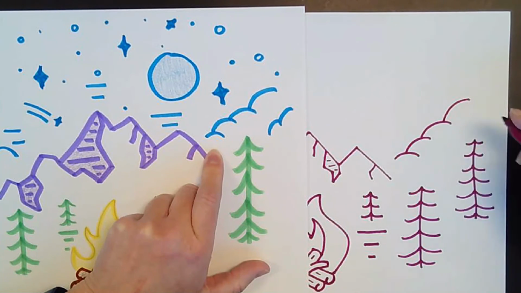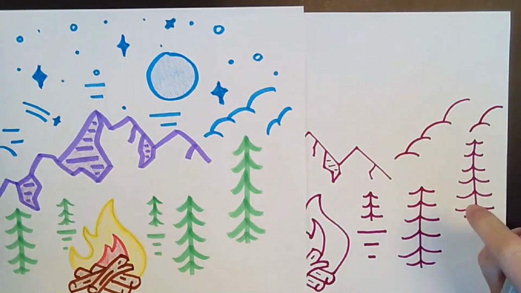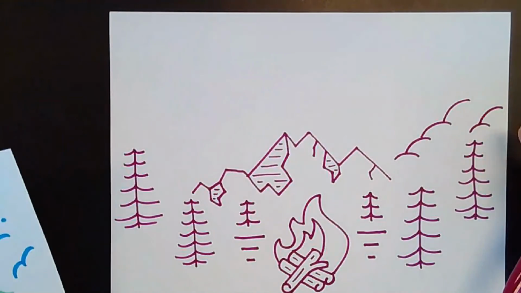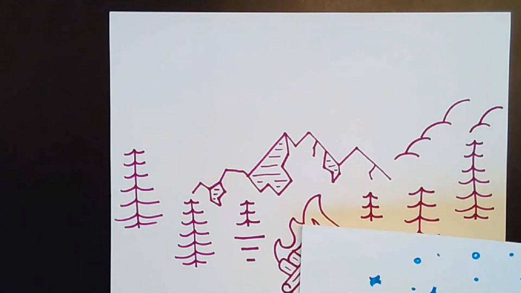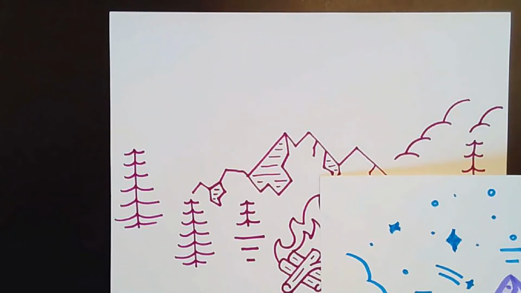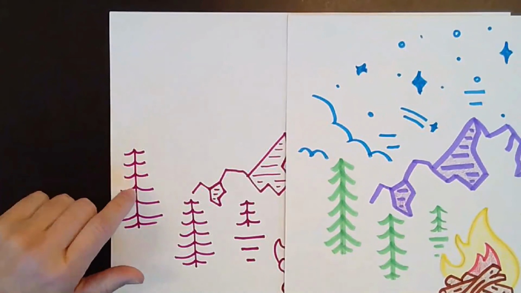And then above this tree, I'm going to do a frowny face. From the middle of the frowny face, another frowny face. So add in some clouds. And then we're going to do the other side.